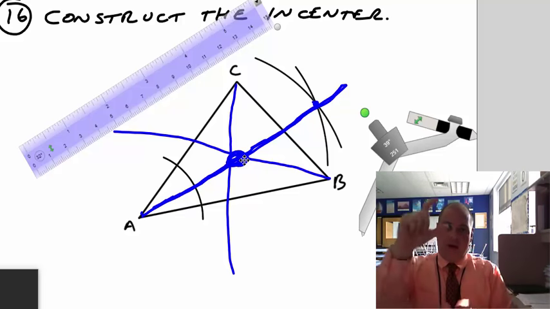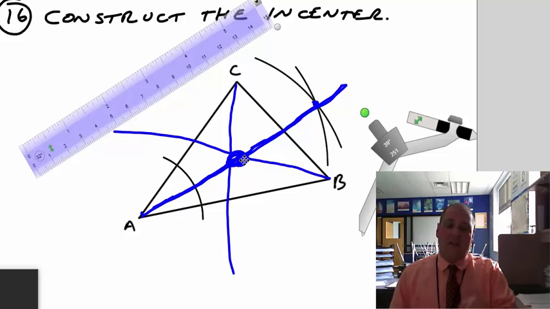Again, 3 angle bisectors intersect, and that makes the incenter. Also, a circumcenter is 3 perpendicular bisectors, so make sure you study your vocabulary, and good luck on your quiz tomorrow.